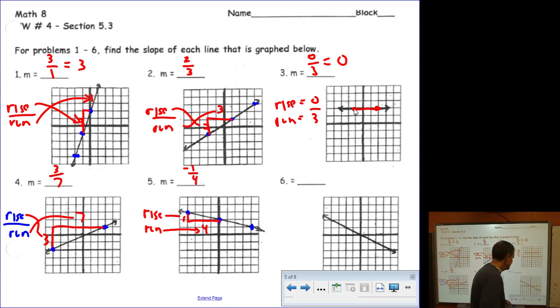And last up, number 6. Again, it looks like I have several good points I can use. I'm just going to pick a couple of them, like, say, those 2. My rise would be 1 block. My run would be how much I went across, which is 2 blocks. Again, this one goes downhill, so it's going to be a negative slope. It's going to be negative 1 over 2. Negative the rise over the run.